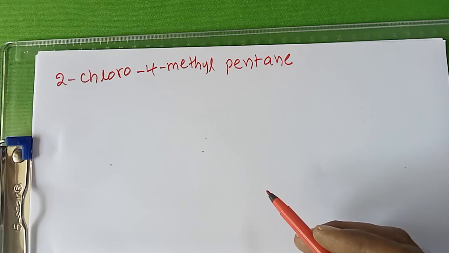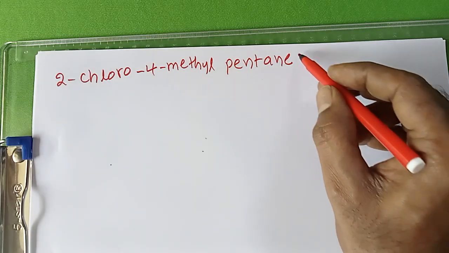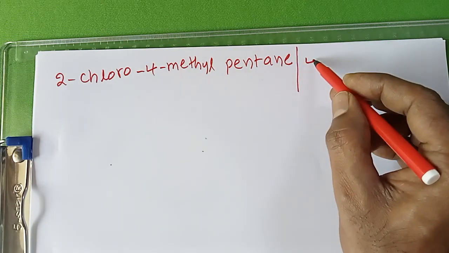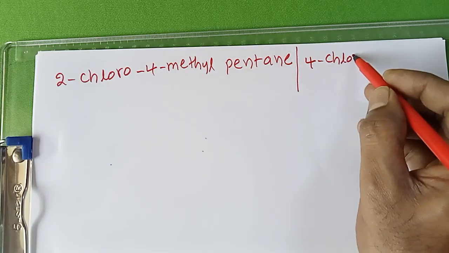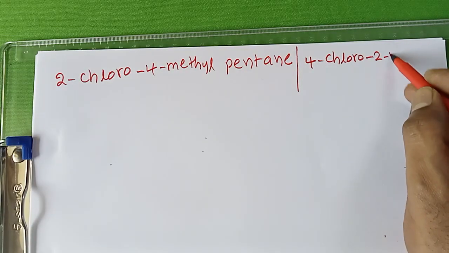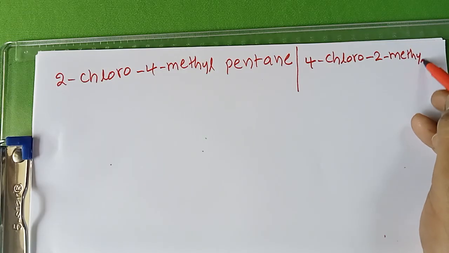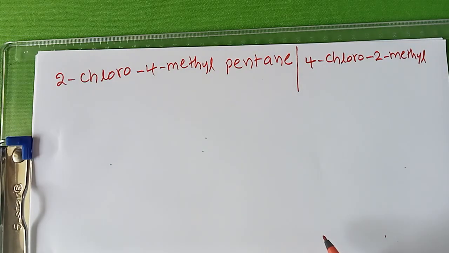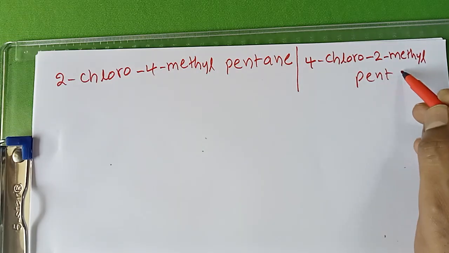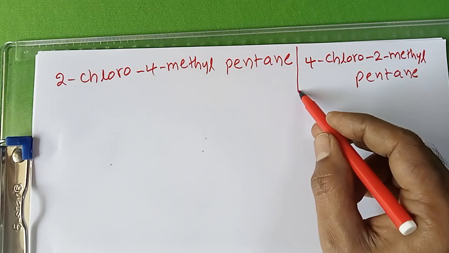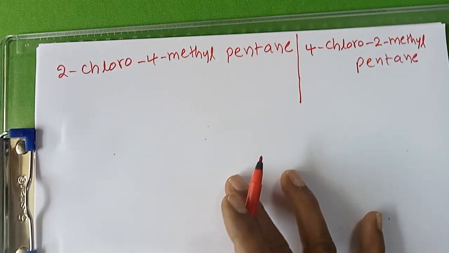For this compound, the other name is 4-chloro 2-methyl pentane. So what is the root word we can take here? Pentane. You take the same root word. Of these two names, which is correct and which is incorrect?